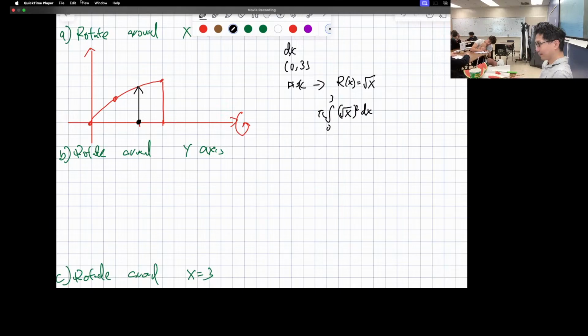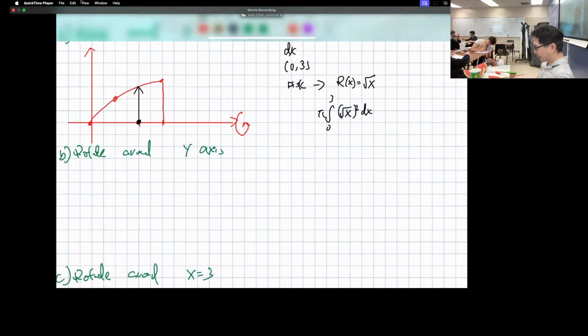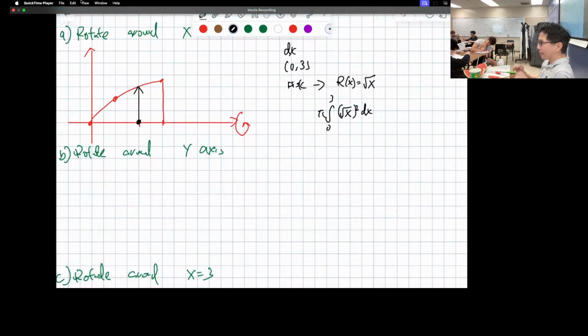You have to solve maybe with... You don't have to solve, you just set up right now. Now are you done? Okay, so let's talk about the shape. Before you evaluate, can you tell me what the shape looks like?